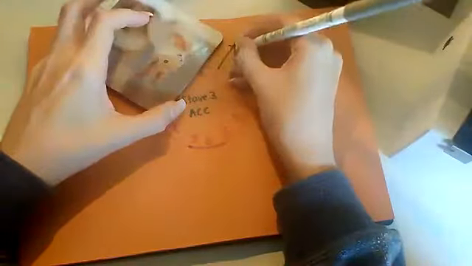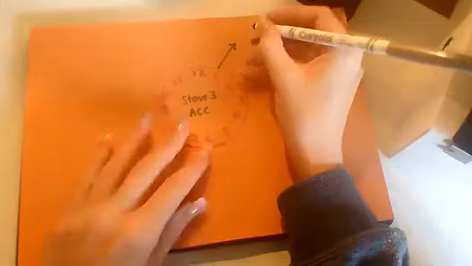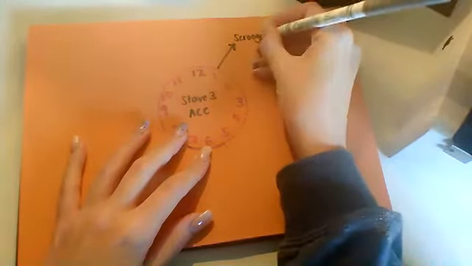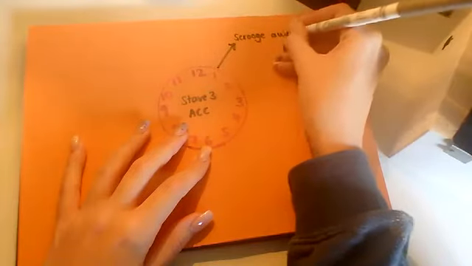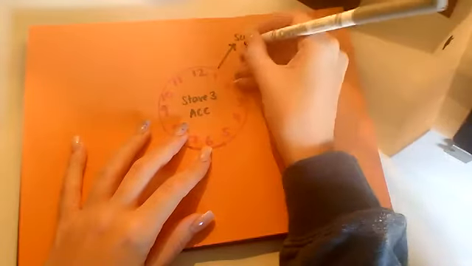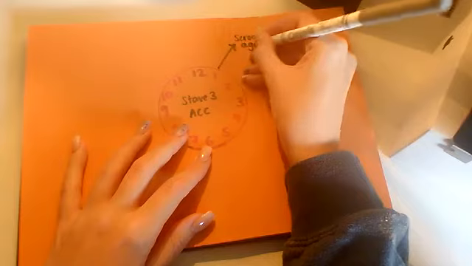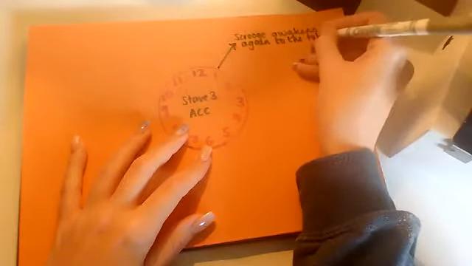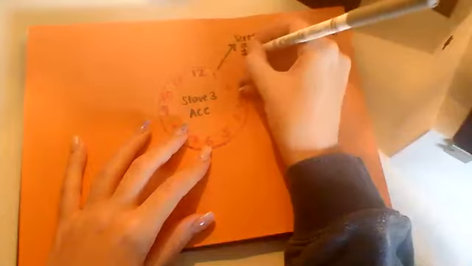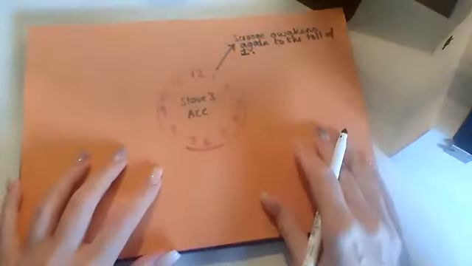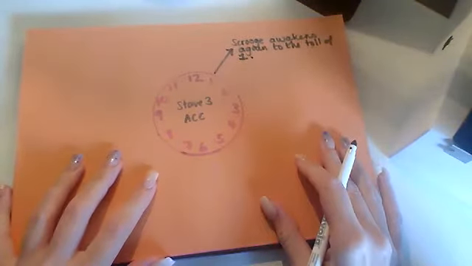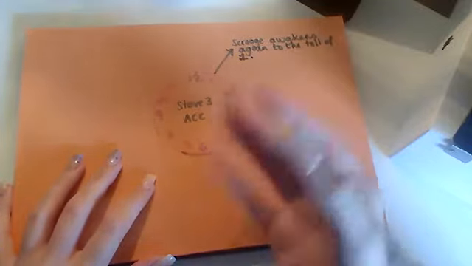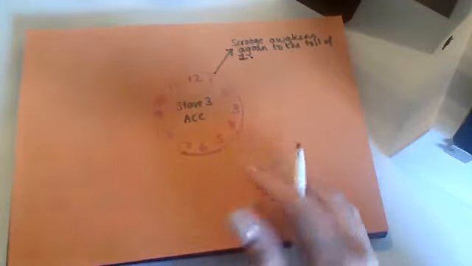We need to get a ruler. Okay, so Scrooge awakens again to the toll of 1. So if you remember in previous videos and in Stave 2, we are told that the ghosts are going to visit him when the clock tolls 1. Okay, so the number 1 is very significant. Okay, point number 2.